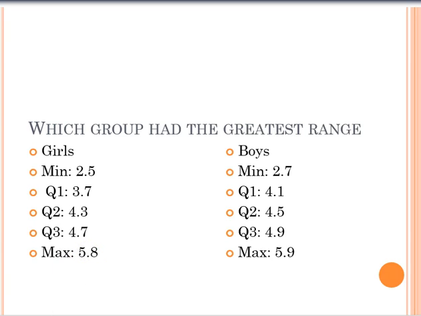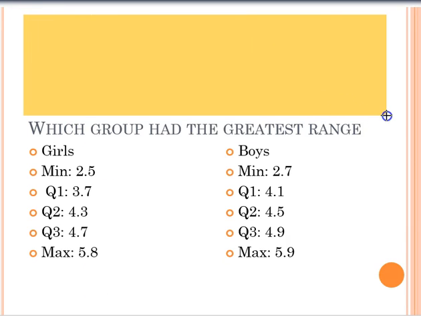The next question asks which group has the greatest range. Remember, to calculate the range, we just need to subtract the minimum from the maximum. So we will do this for both genders. For girls, the maximum score is 5.8 and the minimum score is 2.5. This gives us a range of 3.3. For boys, on the other hand, their maximum score was 5.9, the minimum was 2.7, and that makes the range 3.2. So the girls have a slightly wider range than the boys.